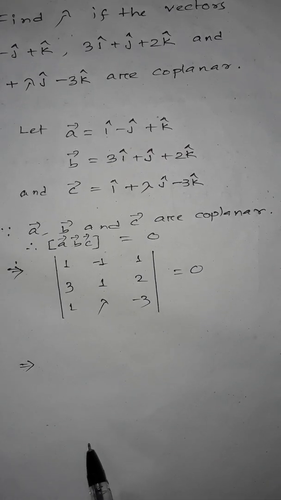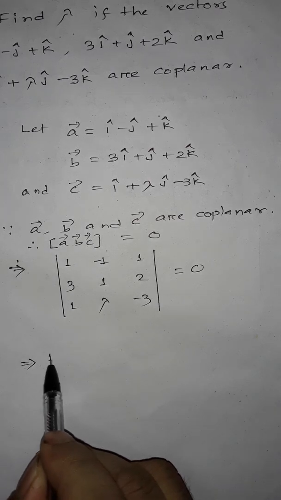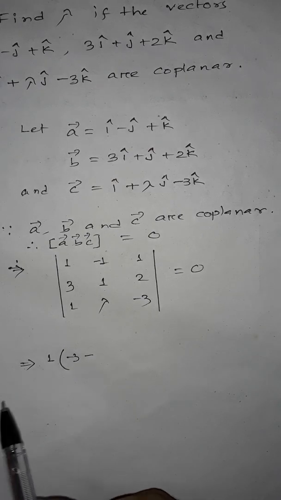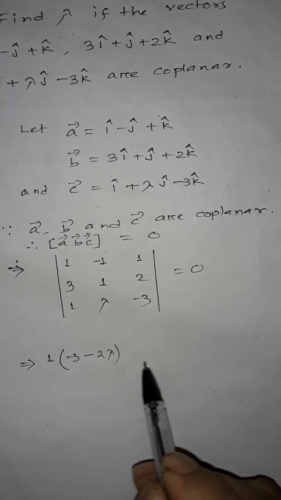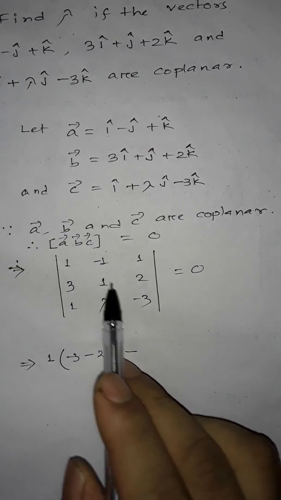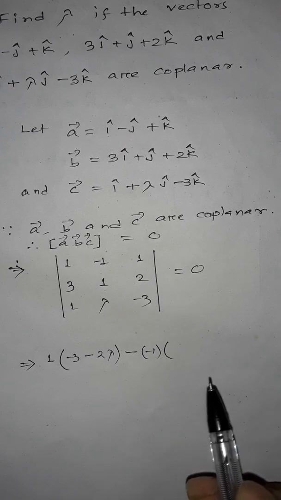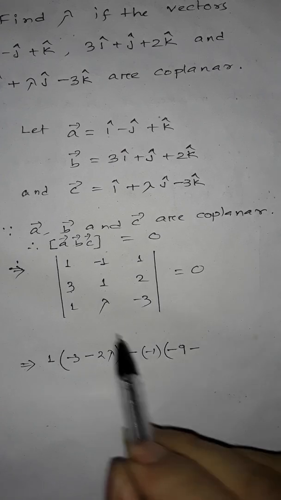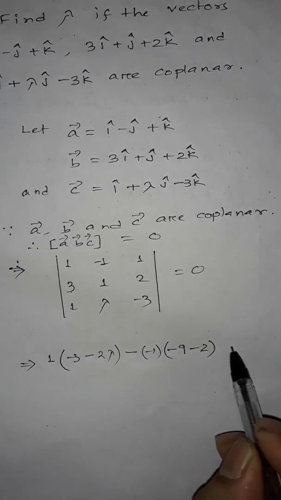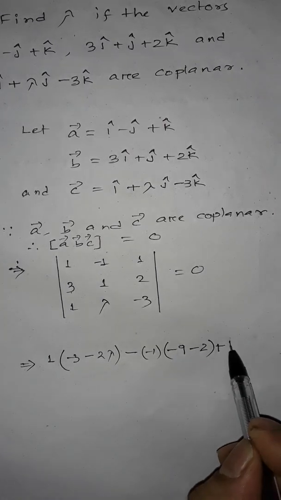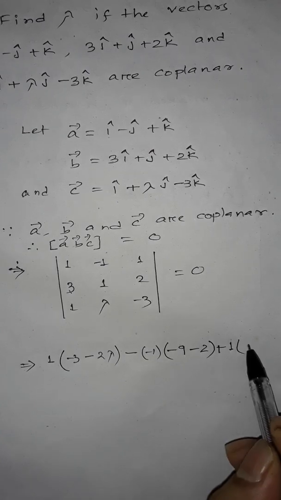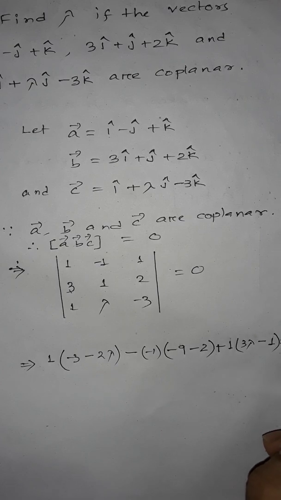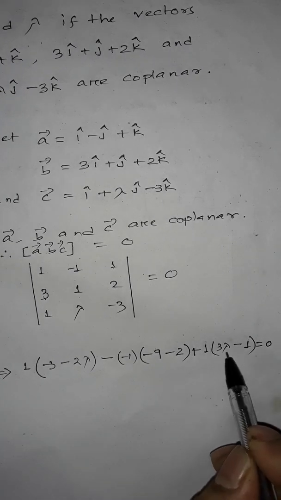Now you expand the determinant along the first row. 1 whole into 1 into minus 3 is minus 3, minus lambda into 2, 2 lambda, minus, this is a permanent minus sign, minus 1 whole into 3 into minus 3 is minus 9, minus 1 into 2 is 2, plus 1 whole into 3 into lambda, 3 lambda, minus 1 into 1, 1, equal to 0.